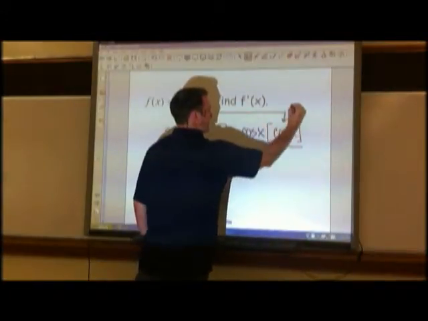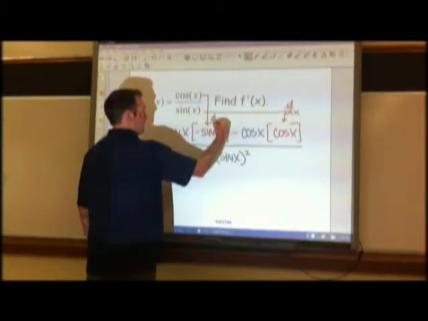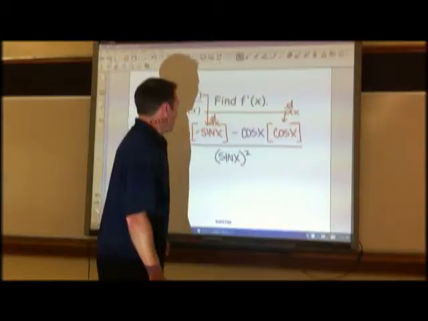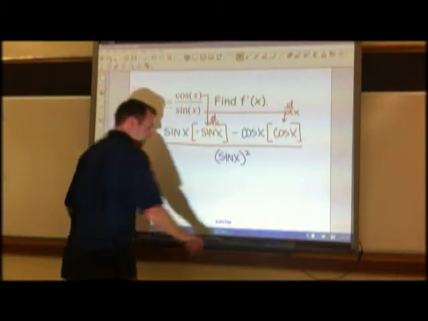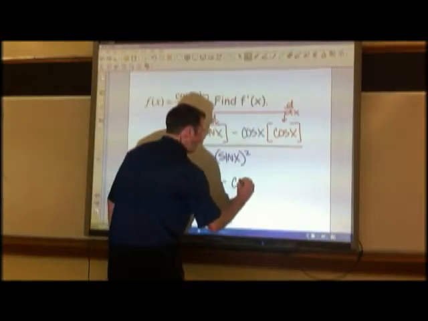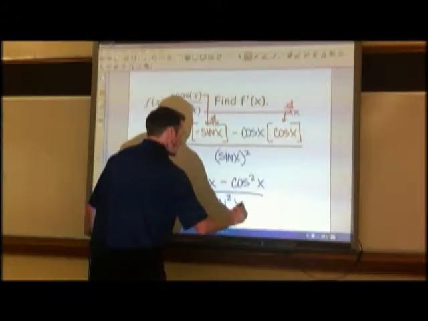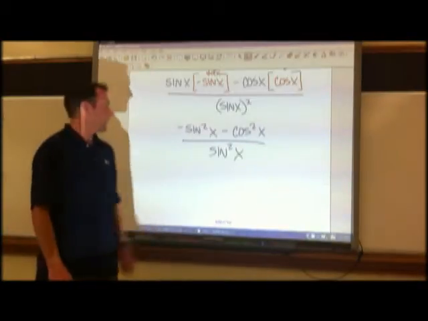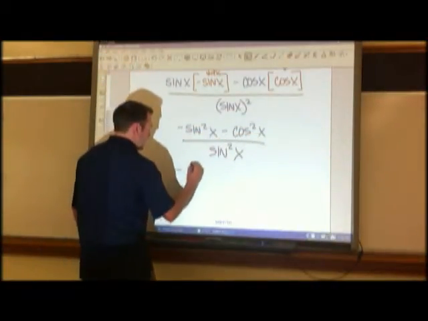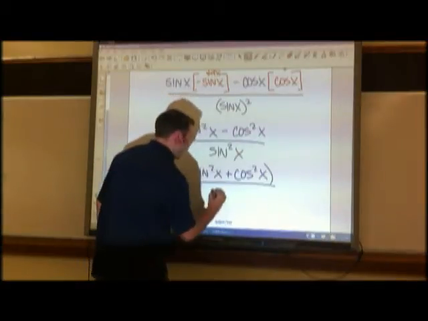So right here, this is the derivative of sine x, and this one is the derivative of cosine x. If I multiply all this stuff out, I will have negative sine squared x minus cosine squared x, all over sine squared x. I could apply a trig identity here. This is the same as negative sine squared x plus cosine squared x, over sine squared x.